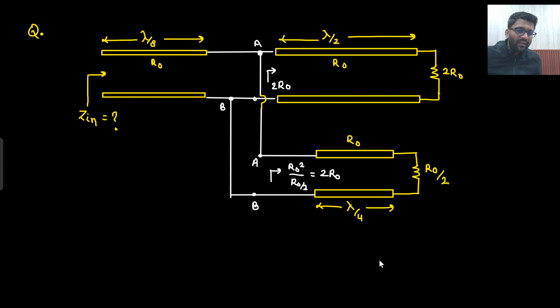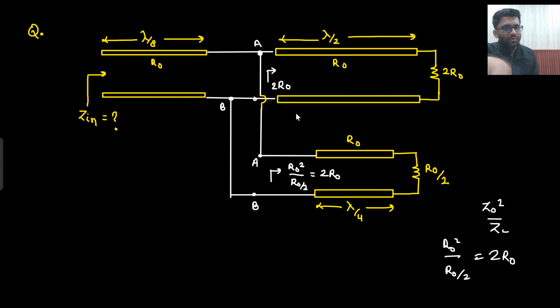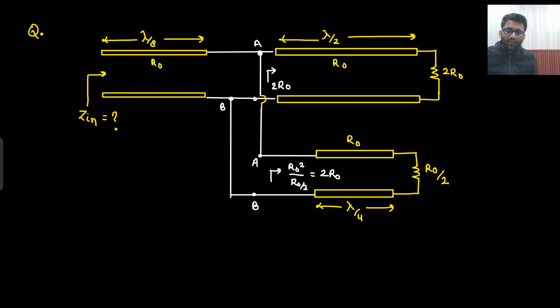So this transmission line at the input will give you this much impedance because it is lambda by 4. What is the formula? Z0 square by ZL. So R0 square divided by R0 by 2. So what are you getting? 2R0. And here also, at lambda by 2, the same thing is repeated, so 2R0. So what you see here is that whatever the circuit is, I don't care. But here you have A and B, and here you have A and B. So between A and B you are getting 2R0, and between A and B you are getting 2R0.